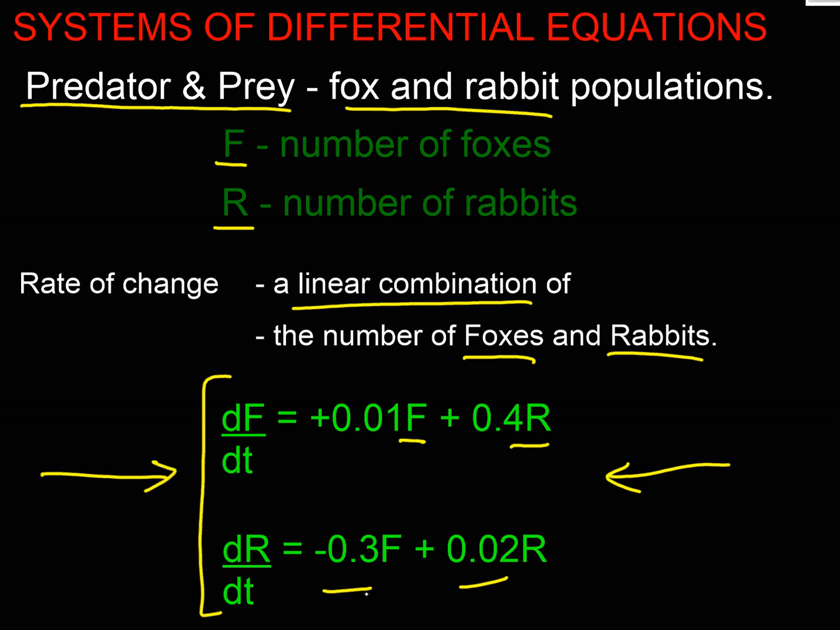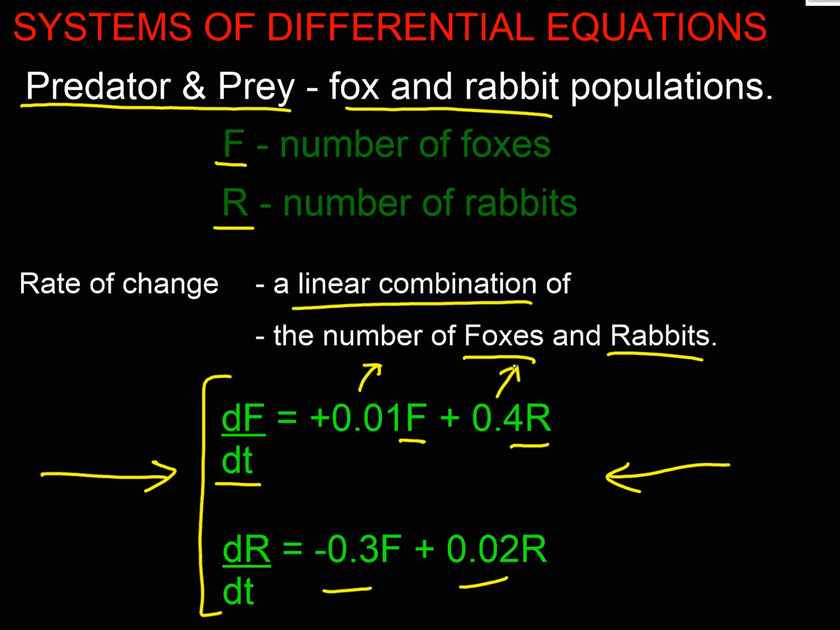And what's this telling us here? So let's just have a look at this first one. The rate of change of foxes over time, it will increase with the number of foxes. Well, if there's more foxes, they're going to breed, we're going to have more foxes. But it's also going to increase with the number of rabbits, because if there's more rabbits, there's more food to eat, isn't there? So that's going to go up.